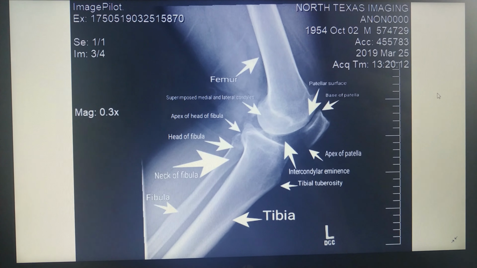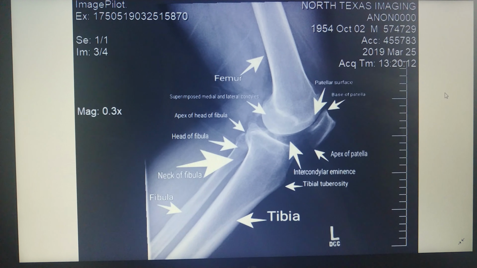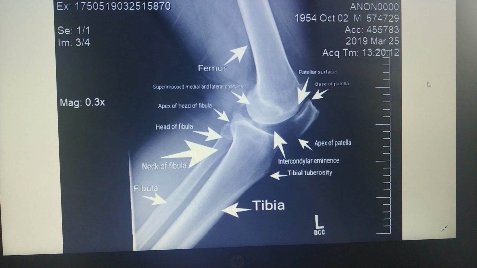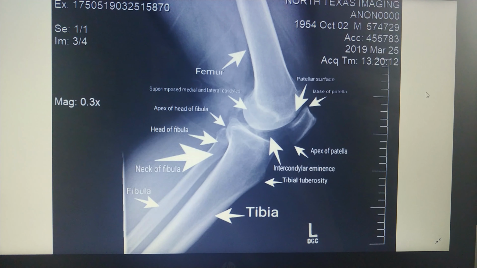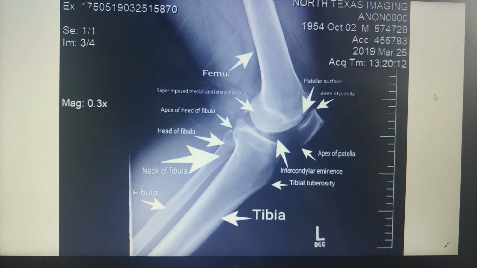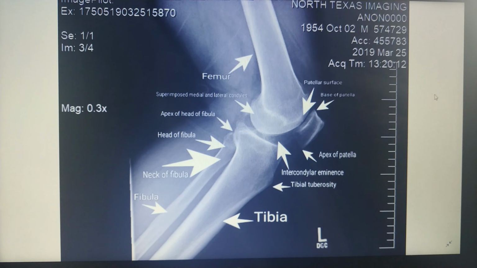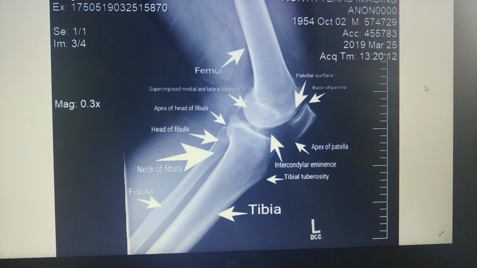I show him how to do the exam instead of just verbally telling him exactly what we're going to do. That way he gets an idea. So I go to the wall bucky myself, stand there, and show him exactly what I need. We have two APs, of the left knee and the right knee, and then two laterals, of the left knee and the right knee.